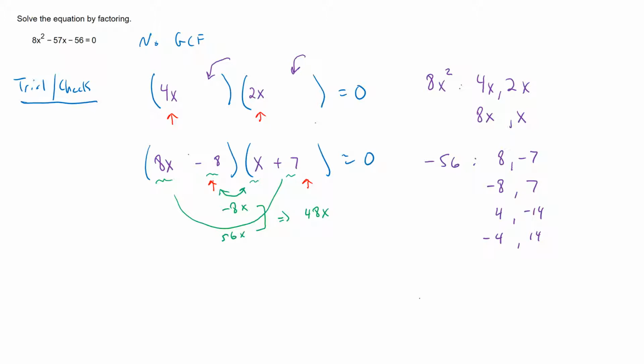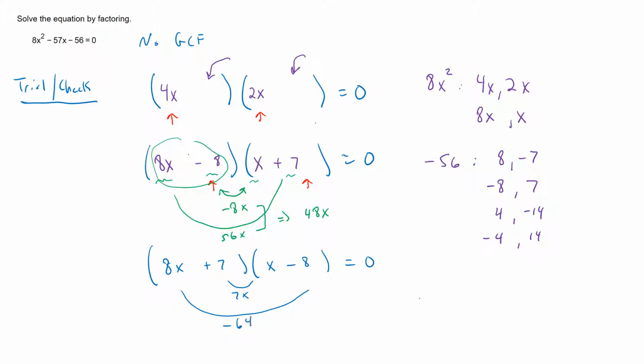So this shows that this factorization is incorrect. Another thing right away is notice that I have a GCF here of 8. And since there is no GCF in the original problem, there shouldn't be one here. So again, I did that wrong on purpose just to show how we would check it. Let's try switching them around. Let's say I put the negative 8 here and the 7 here. Now notice that I have 7x and negative 64x. And these two terms, the 7x and negative 64x, add to negative 57x, which is exactly what I need. So this is the correct factorization.